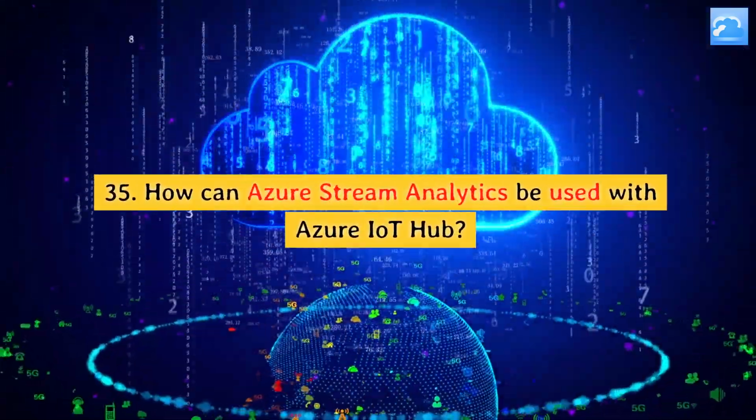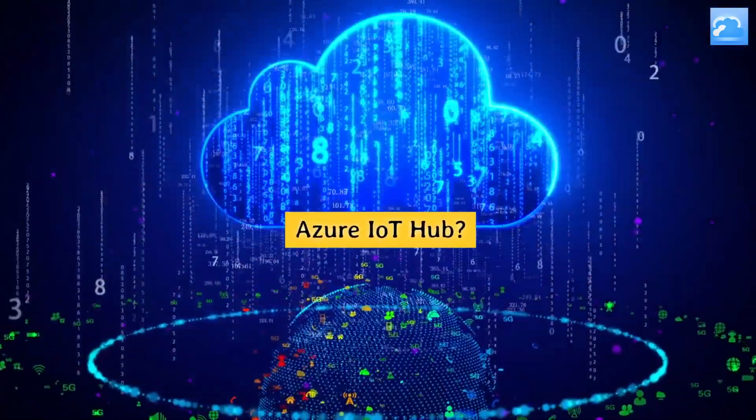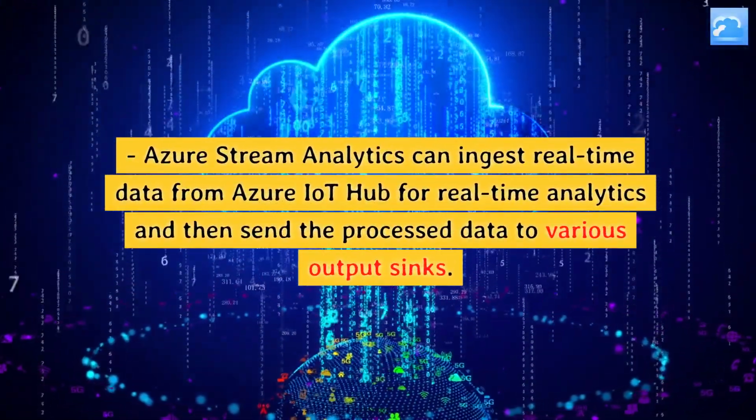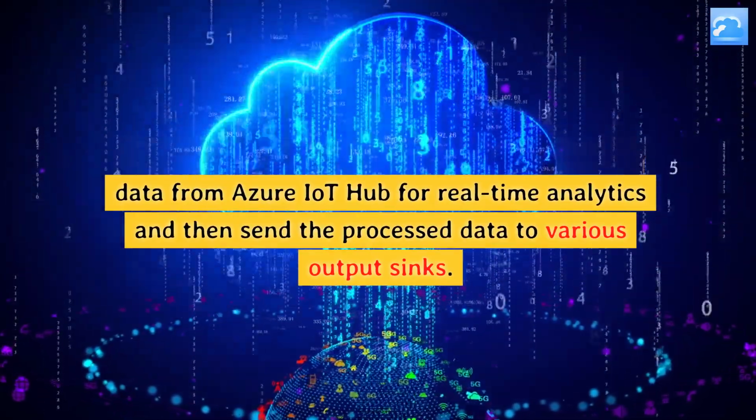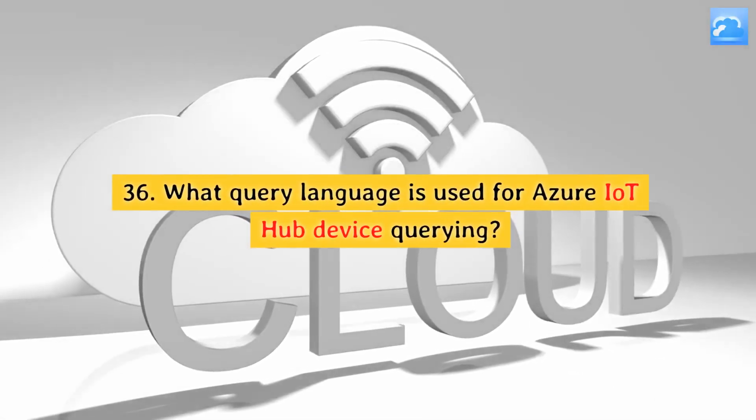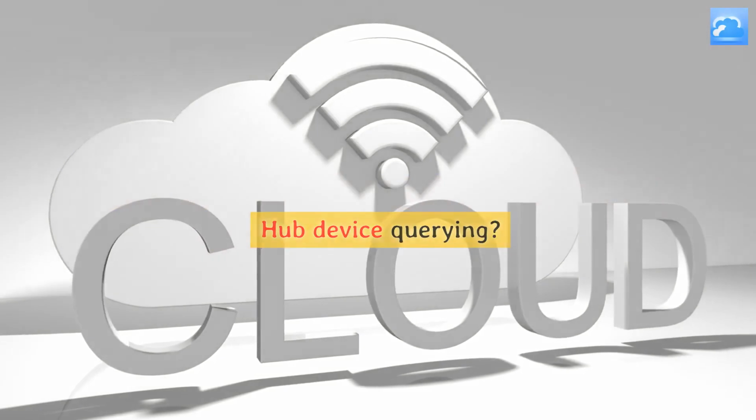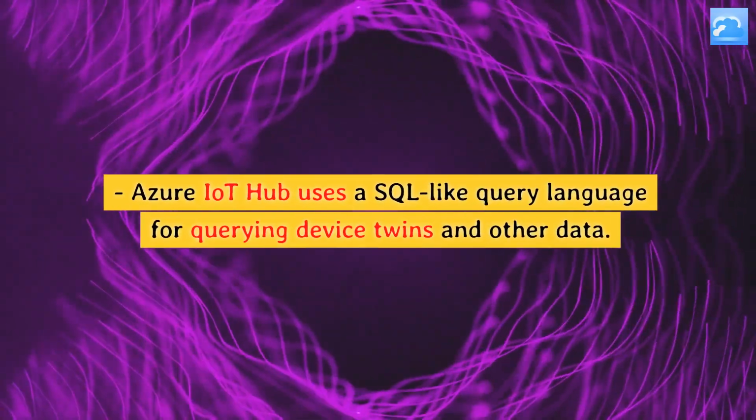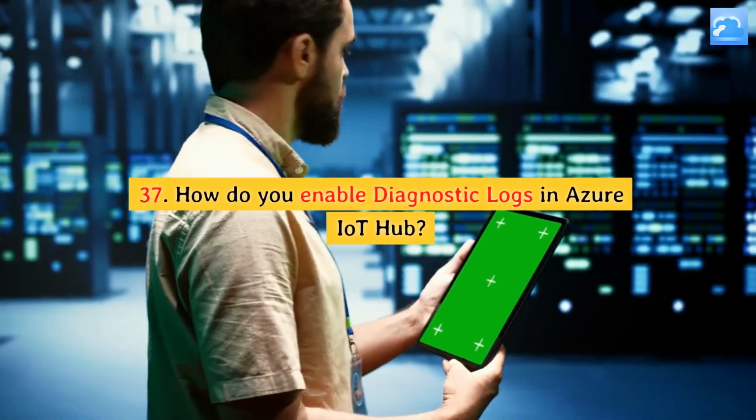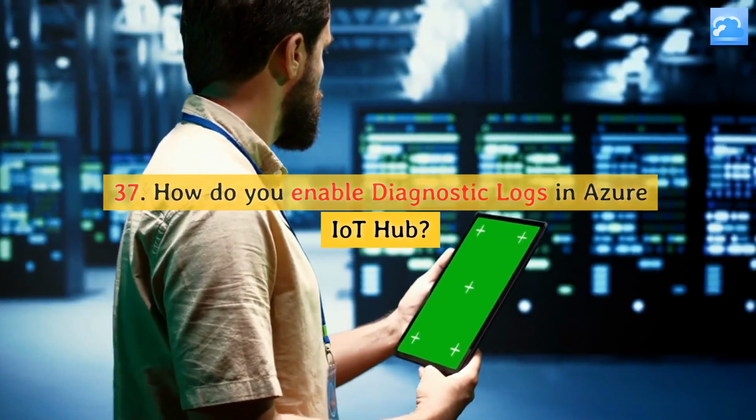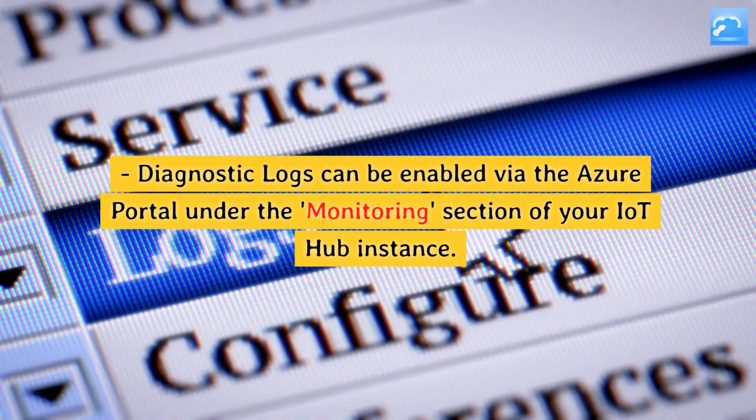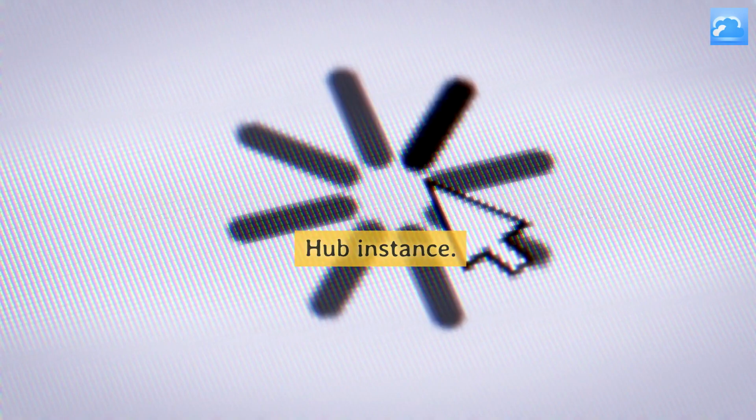35. How can Azure Stream Analytics be used with Azure IoT Hub? Azure Stream Analytics can ingest real-time data from Azure IoT Hub for real-time analytics and then send the processed data to various output sinks. 36. What query language is used for Azure IoT Hub device querying? Azure IoT Hub uses a SQL-like query language for querying device twins and other data. 37. How do you enable diagnostic logs in Azure IoT Hub? Diagnostic logs can be enabled via the Azure portal under the monitoring section of your IoT Hub instance.